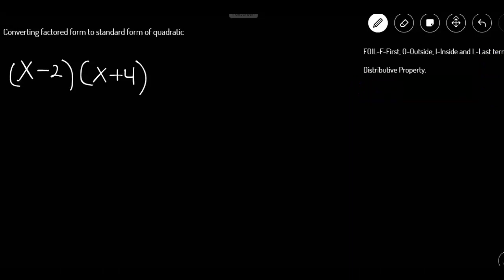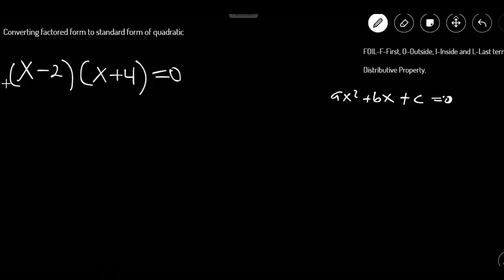Let me write the standard form of a quadratic: ax squared plus bx plus c equals 0. So the given question, we are going to make it look like this one. There's 0 here. So we have been given (x minus 2) times (x plus 4), all equals to 0. So this is a factored form, and now we want to convert it to a standard form.